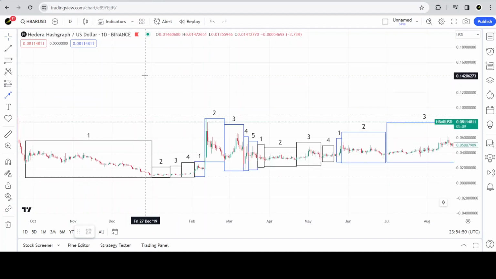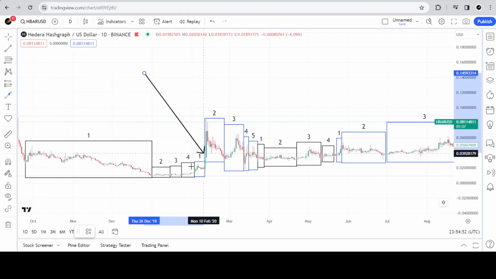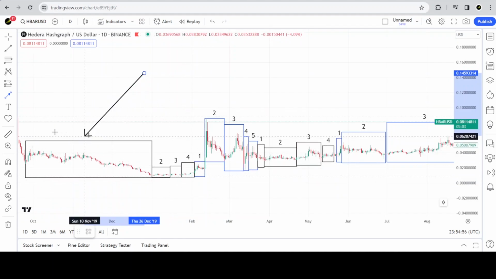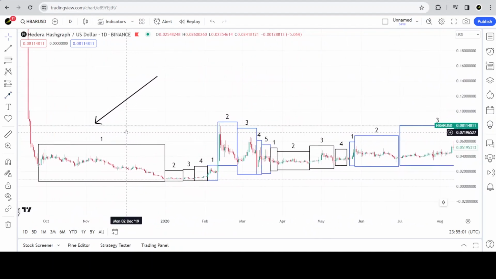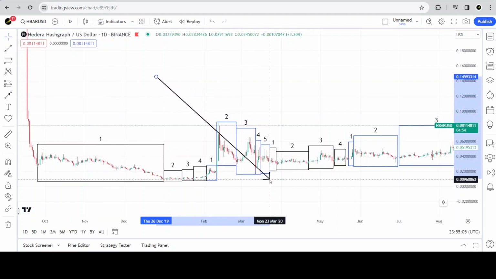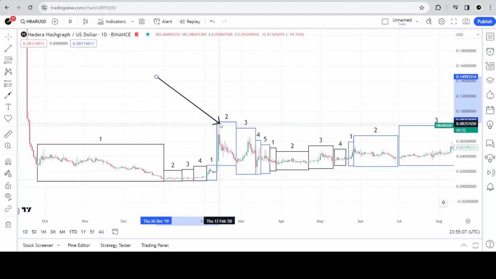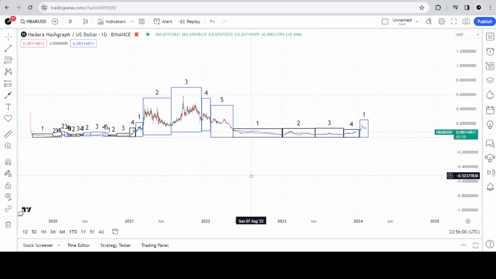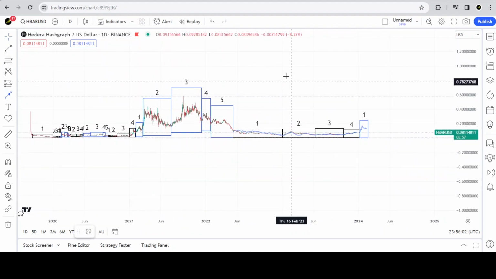So I'm at the beginning of the chart, and it is this part right here, and the black boxes, they go from 1 to 4. This is the sideways range-bound time. Now, this is the very first time it played out on the HBAR chart. These blue ones, this is actually the bull run structure. And it's been taking a while to go through this new range-bound time, but we are almost near the end of it.